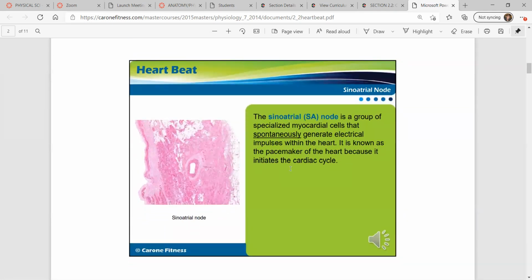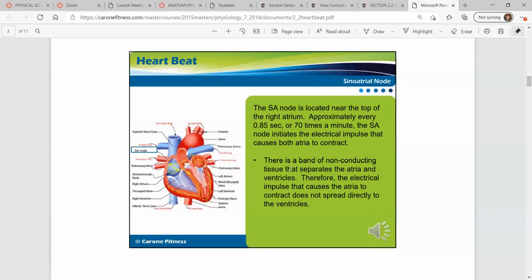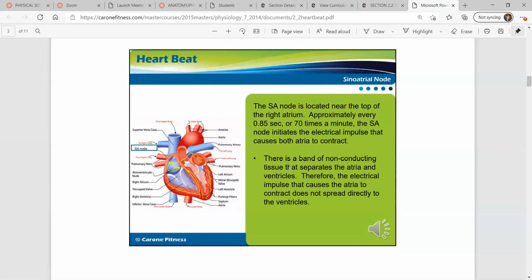The sinoatrial, or the SA node, is a group of specialized myocardial cells that spontaneously generate electrical impulses within the heart. It's known as the pacemaker of the heart because it initiates the cardiac cycle. The SA node is located near the top of the right atrium. And about 70 times per minute, the SA node initiates the electrical impulse that causes both atria to contract.